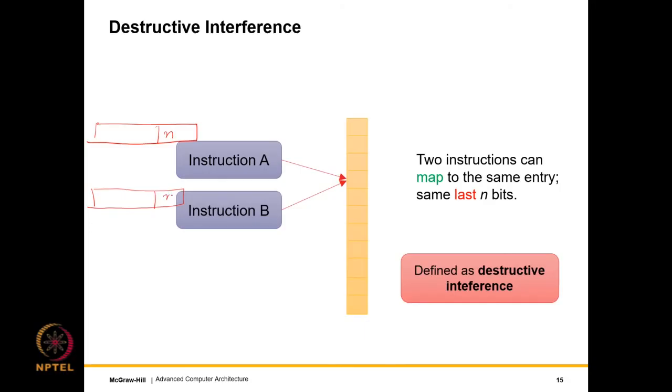It is possible for two instructions to actually share the n least significant bits, right? So this is very well possible. One of the bits, let's say over here, would differ, but the n least significant bits will be common. If these bits are common, they will actually map to the same entry in this table.